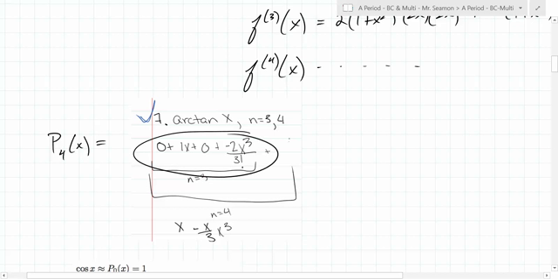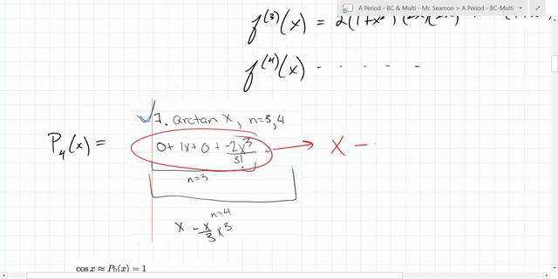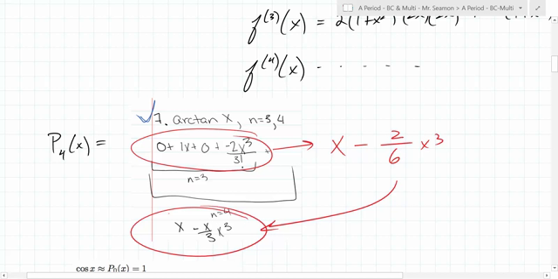And what did the book do? The book cancel things out, right? Yeah, they'll do that when they're expressing something. So it's going to end up being x minus 2 over 3 factorial, which is 6x cubed, which does turn into that right there. Nice. Good. How do we feel about that?